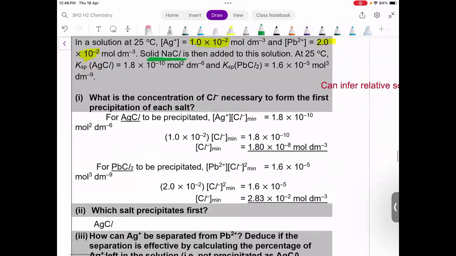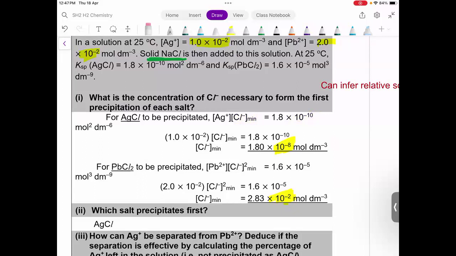What do you think is the purpose of calculating this? So from the first calculation, we know the minimum concentration of chloride required to precipitate my silver chloride is 10^-10, while that for precipitation of lead chloride is 10^-2. Sorry, 10^-8 and 10^-2 respectively, right? So what is the significance of this value? What is it trying to tell me?